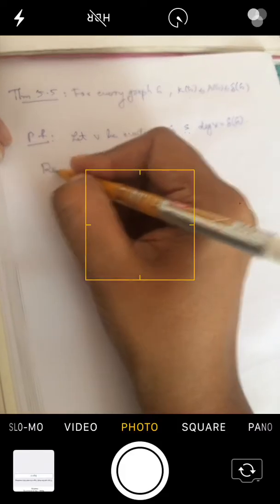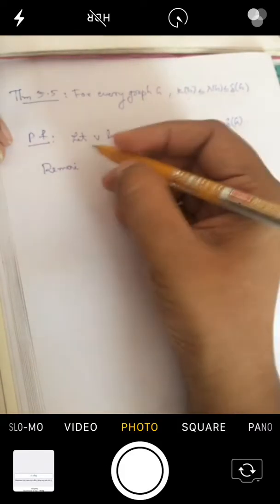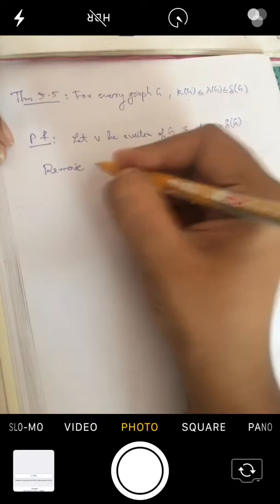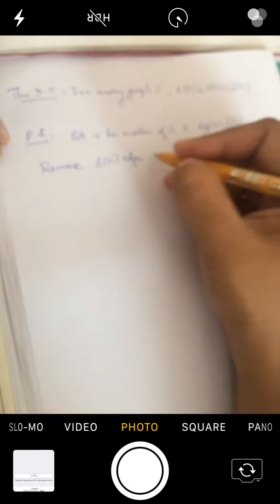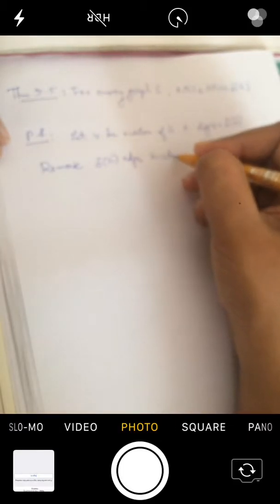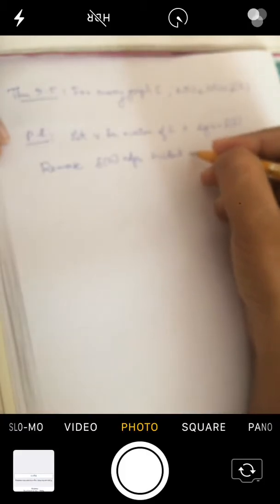Then we remove delta G edges incident with V. Remove delta G edges incident with V. So we choose a vertex V, and V has delta G edges, say 1, 2, 3, etc. How many edges? Delta G edges are incident to V, and we remove all these edges from our graph G.